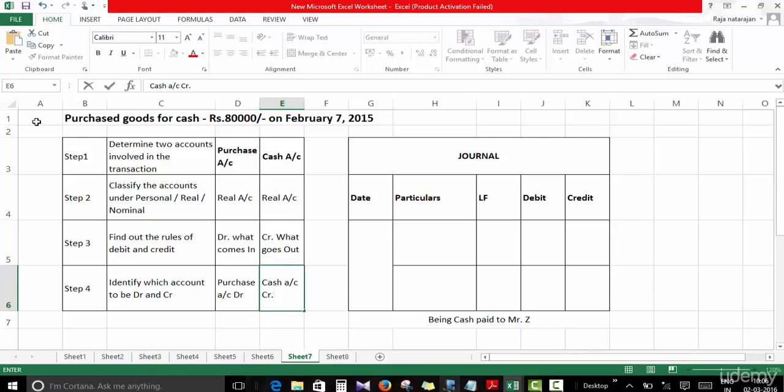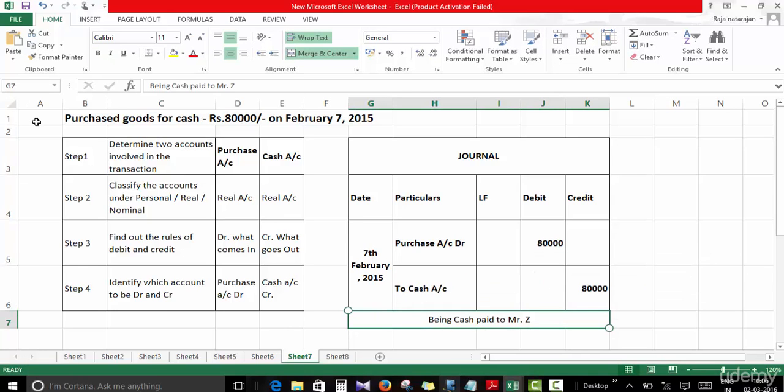Okay. Now we'll go to the journal where we'll capture the date of the transaction. It was 7th of February, 2015. And here we'll write the account which has to be debited. It is the purchase account which has to be debited. So I'll write purchase account debit. And what was the amount? It was 80,000. Then which account should be credited? Cash account. So I'll write to cash account, and the amount involved is 80,000.